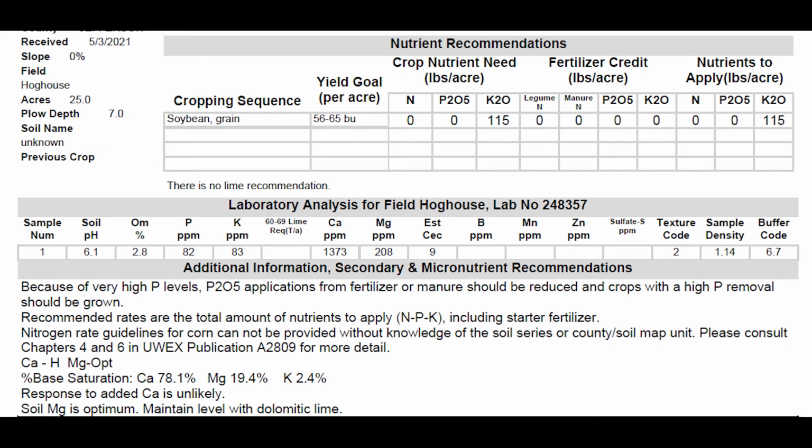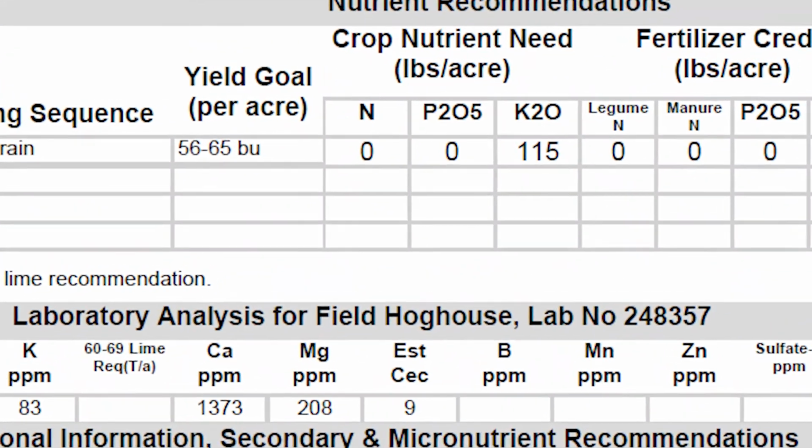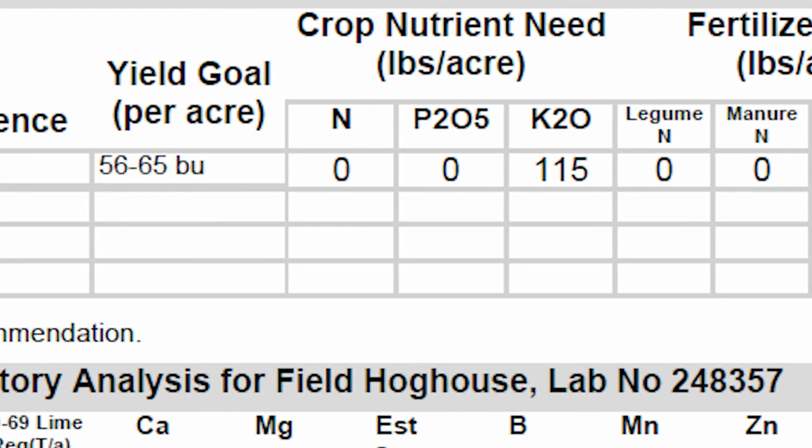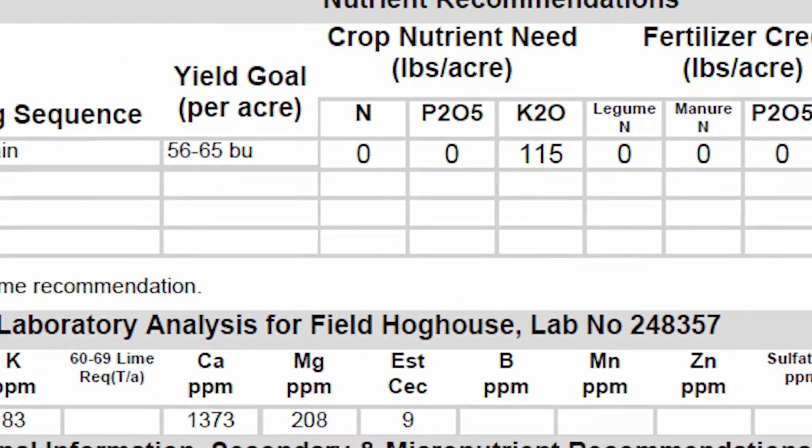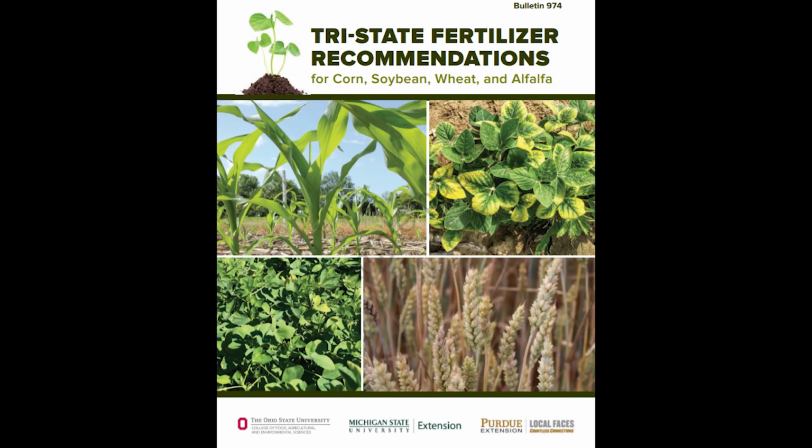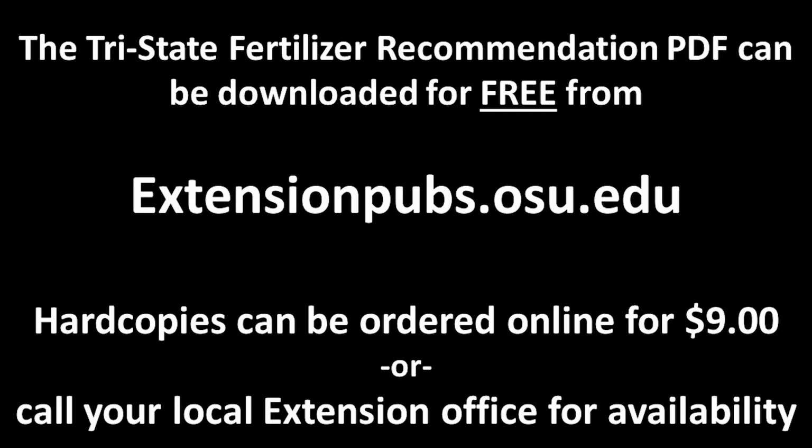And in closing here, looking at the recommendations given by this lab, again, only potassium is needed in this field for our soybean crop, and that does line up really nicely with our tri-state fertilizer recommendation. That 115 pounds is basically going to cover the crop removal rate of that soybean. So if you're looking to build it, you could add a little bit more, but really these recommendations do fall, again, just really nicely with the tri-state fertilizer recommendations.